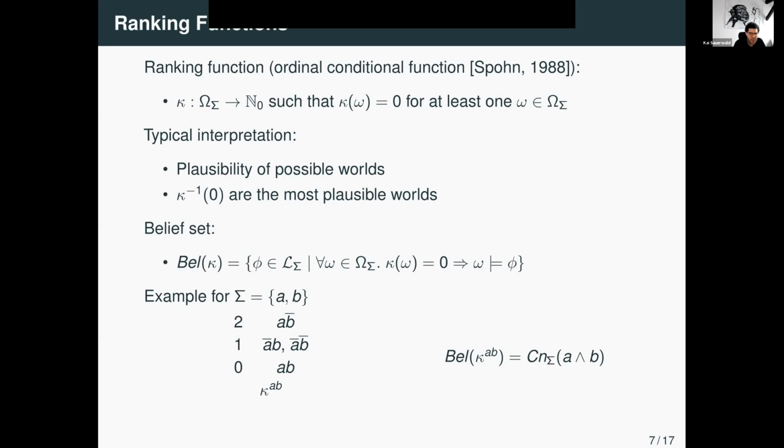Okay, to get an example of a ranking function, here is one, the ranking function kappa AB over the signature AB. And we have these four interpretations here. If you're wondering about the notation, this means in that interpretation, A and B are set to true, and this means A is set to false and B is set to true. And you order them in that way here. Of course, because we have only one interpretation in the lowest layer here at rank 0, you get the deductive closure over all formulas which are compatible with that interpretation.